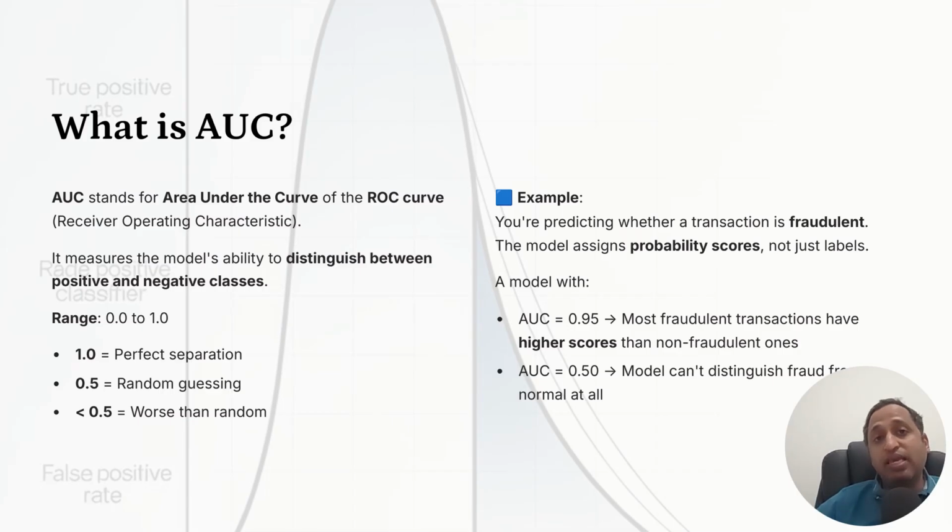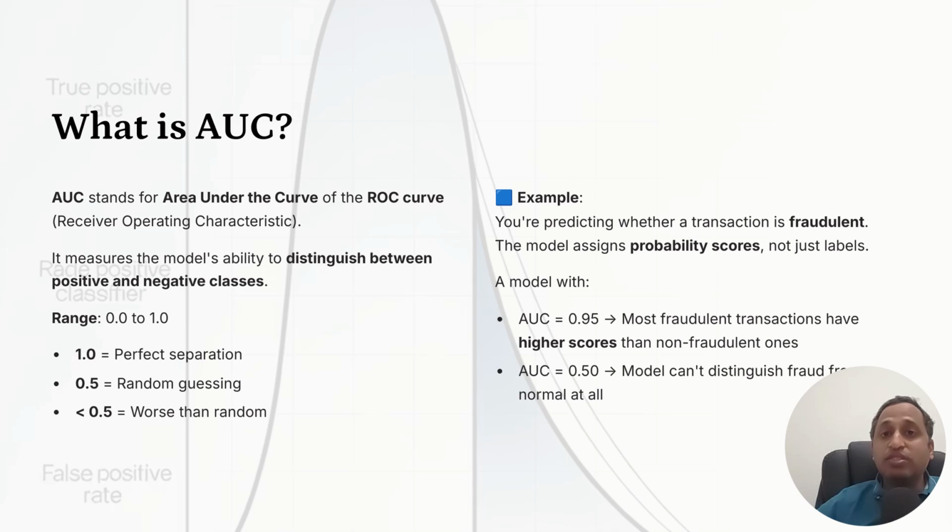Next up is AUC, short for area under the curve. This is the most powerful metric when your model produces probabilities, not just hard labels. So the ROC curve plots true positive rate versus false positive rate, right? It tells how well the model can separate the classes across thresholds.